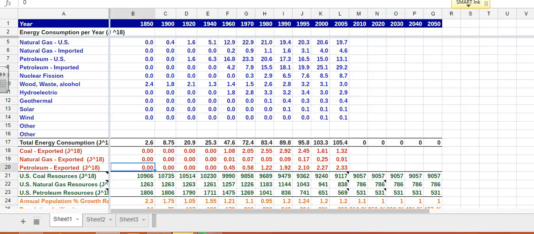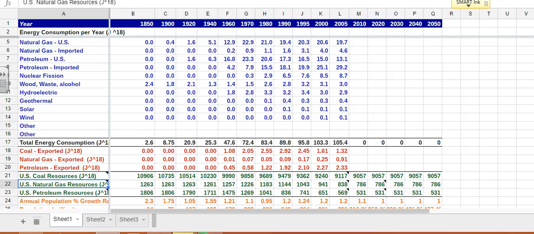The red down here is energy production. However, that's stuff that we are exporting to other countries. We're making coal, but we're also exporting some. We're not only using all of it, we're also exporting some to other countries. So we've got coal, natural gas, and petroleum that we can all export.